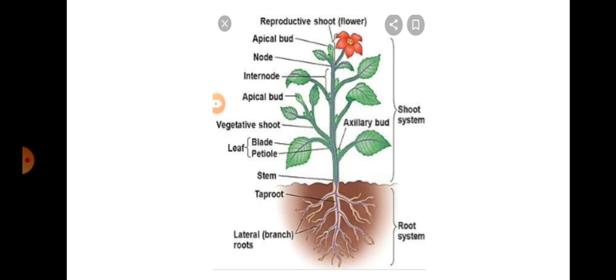Reproduction in plants can be categorized into two types. The first one is asexual reproduction. The second one is sexual reproduction. So, the importance of reproduction: reproduction allows living organisms to continue to live on the earth. Today we see asexual reproduction.